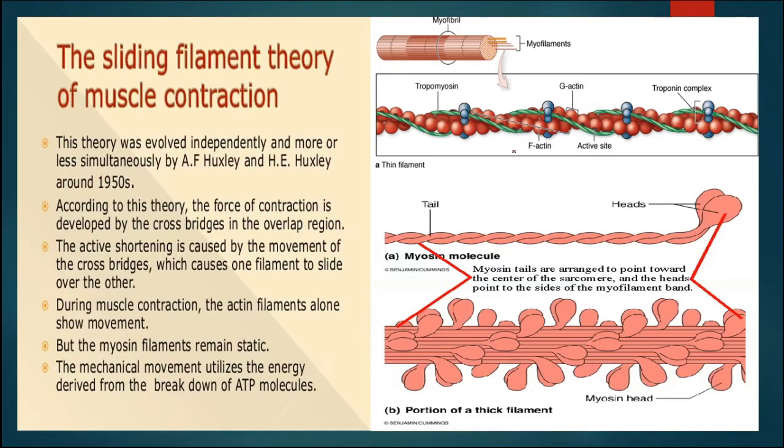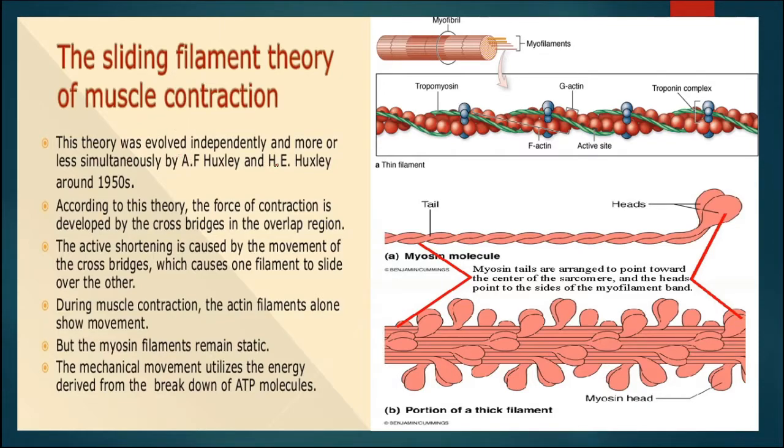Two types of proteins, that is F actin and G actin, are there, two lines, and this thick filament, that is myosin. This myosin has two parts, head and tail. Myosin tails are arranged to point towards the center of the sarcomere, whereas the heads point to the side of the myofilament band. And then myosin and actin help in the process of movement, that we can study through this sliding filament theory, which helps in understanding muscle contraction.